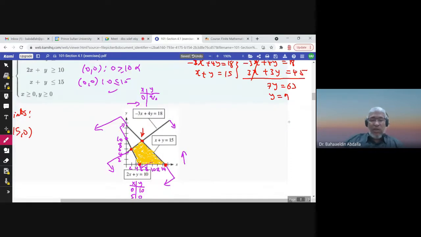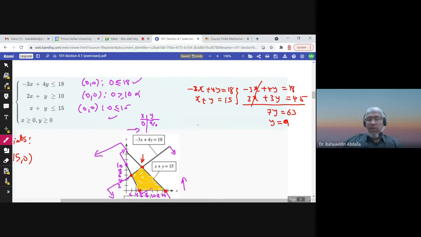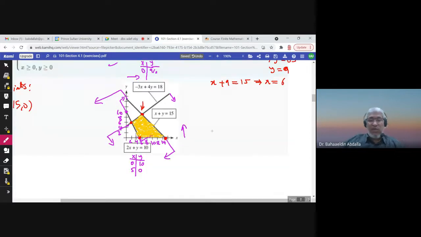So y is 63 divided by 7, and that's just 9. Is it okay that y is 9? Yeah, this is 8, this is 10. Yeah, it seems y is 9 here, correct. Good. So y is 9. What about x? Well, I can put it in the second equation, x plus y equals 15. So x plus 9 equals 15. X would be 15 minus 9, which is 6. Is 6 okay? Yeah, it seems 6 here is okay. So this is the third corner point. X is 6 and y is 9. So the coordinates of this point, 6 and 9.